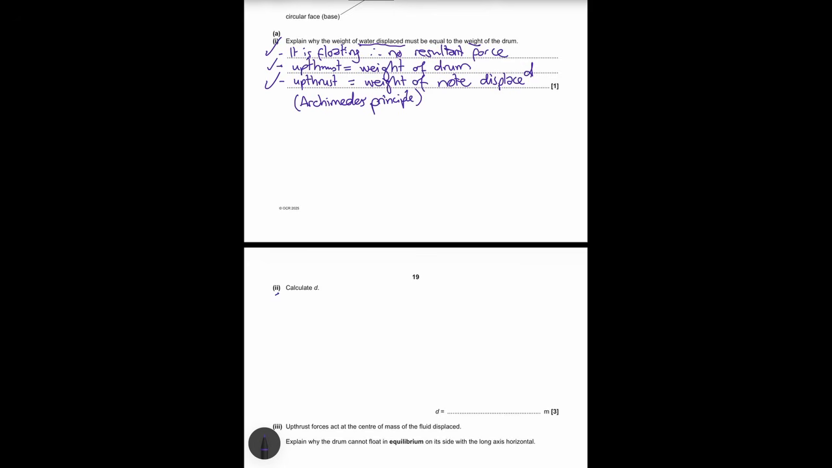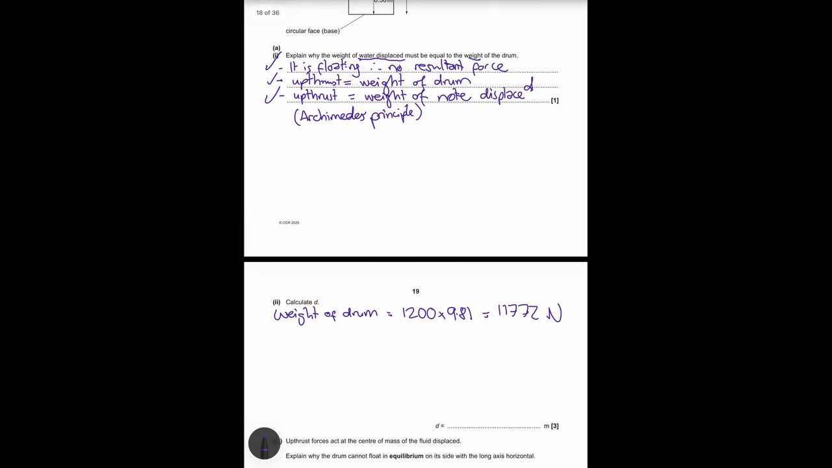Well, I can work out the weight of the drum, because that's some kind of force, and it's probably going to be something relevant. So I'm going to go weight of the drum is equal to, and I've got the numbers off the start. So the mass was 1,200, g is 9.81, and I'm just going to put that in the calculator, and I've got the answer here. Okay, so now if I know the weight of the drum, I know the weight of the water displaced must be equal, because we've just said that. So therefore the weight of the water displaced is going to be that, and the upthrust is going to be that. So I can write the upthrust is equal to 11772 newtons. The weight of the water is also going to be equal to 11772 newtons.